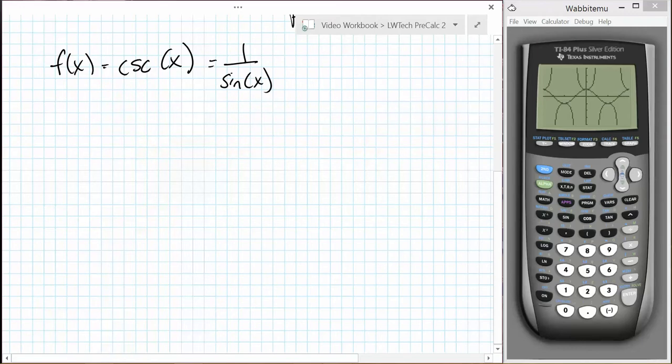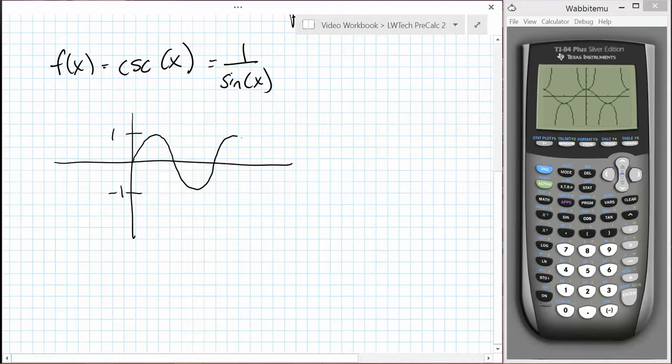So I start by actually drawing the sine of x function. Remember that the sine starts at the origin and bounces back and forth between negative 1 and positive 1, completing a full period every 2 pi. Once we have the sine of x in place as our model, the next thing we want to do is find the asymptotes of our cosecant function. These trouble spots will happen anywhere that the sine of x equals 0. So I draw dotted lines to represent my vertical asymptotes at every x-intercept of the sine.